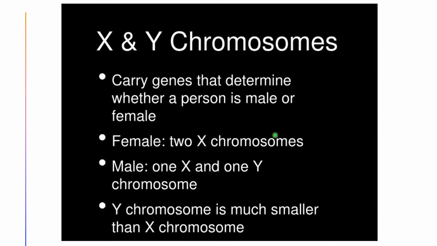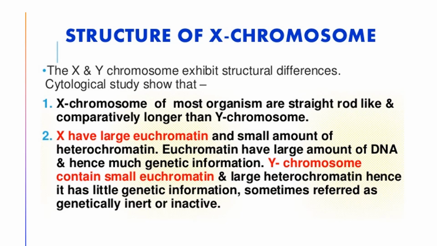X and Y chromosomes carry genes that determine whether a person is a male or a female. Female has two X chromosomes, XX. Male will have one X and one Y chromosome, and the Y chromosome is much smaller than the X chromosome. This is just a general thing, you need to know this. See the structure of X chromosome and Y chromosome. And the structure of Y chromosome is mentioned over here.